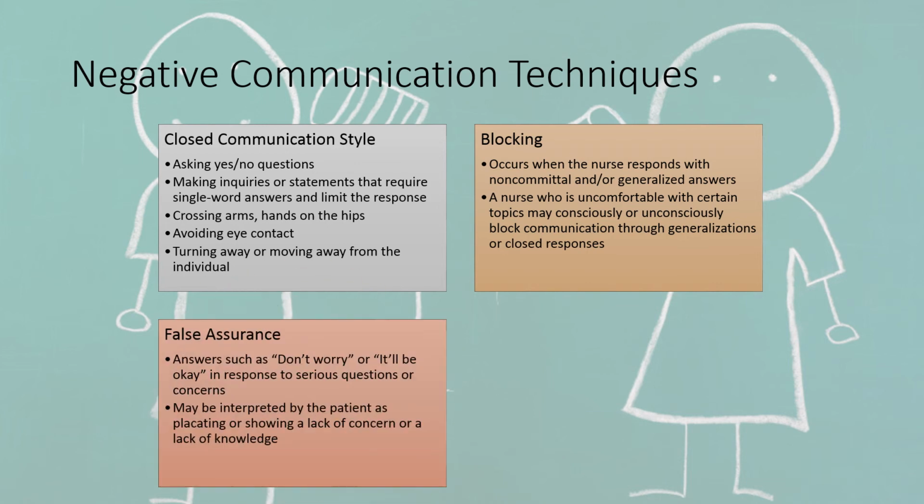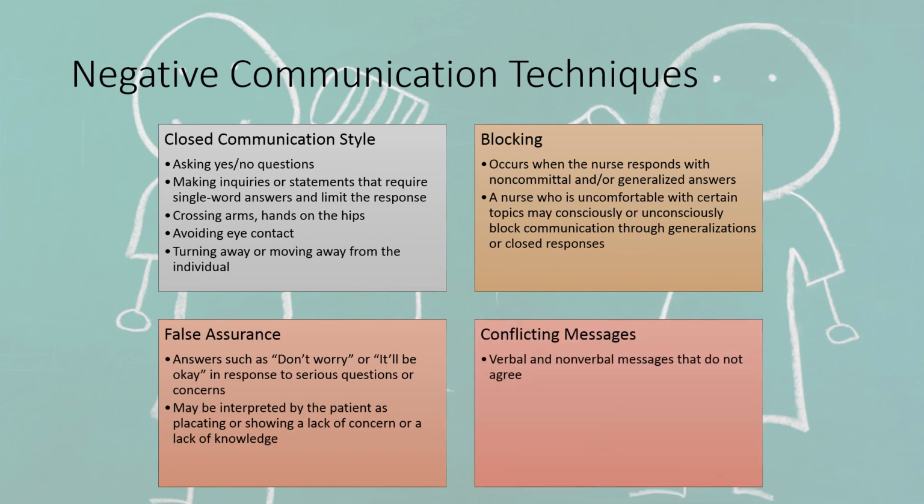Then we have false assurance. These answers are such as "don't worry" or "it'll be okay" in response to serious questions or concerns. It may be interpreted by the patient as placating or showing a lack of concern or a lack of knowledge. And then we have conflicting messages. This is where the verbal and nonverbal messages do not agree.